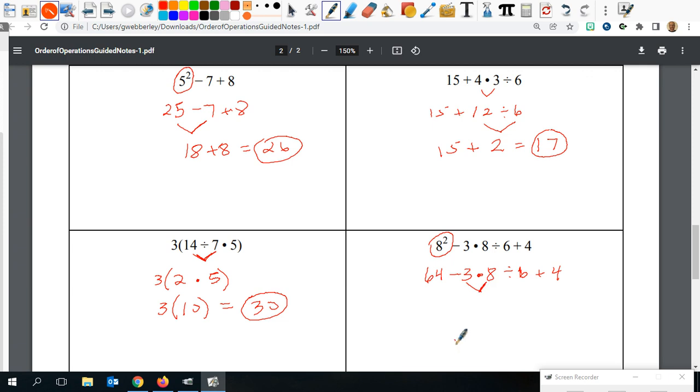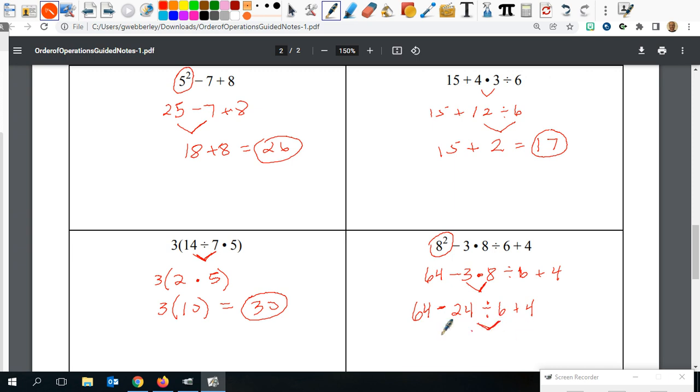So now this 64 is going to stay here. Minus 3 times 8 is what number? We've got to do 3 times 8. 24. Okay, then we have to say divided by 6 plus 4. Are we doing 64 minus 24 now? No, what do we do next? Yeah, the dividing right here in the middle.